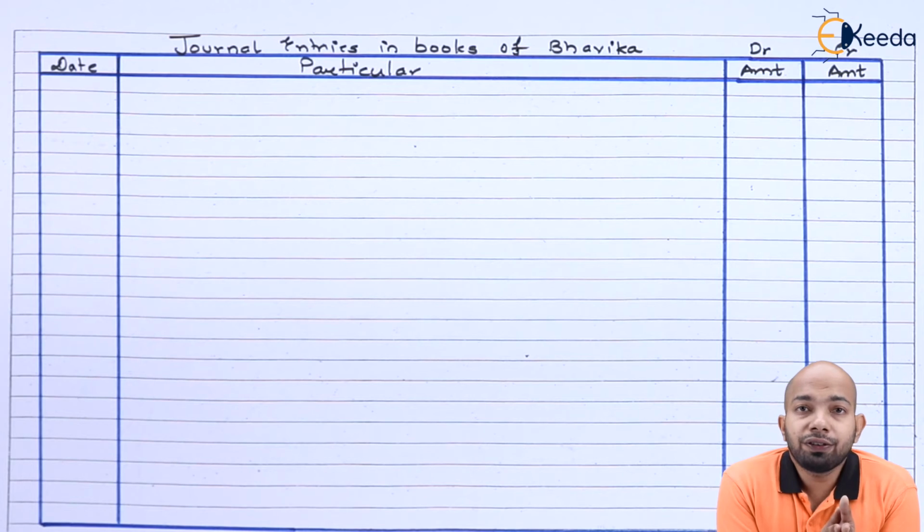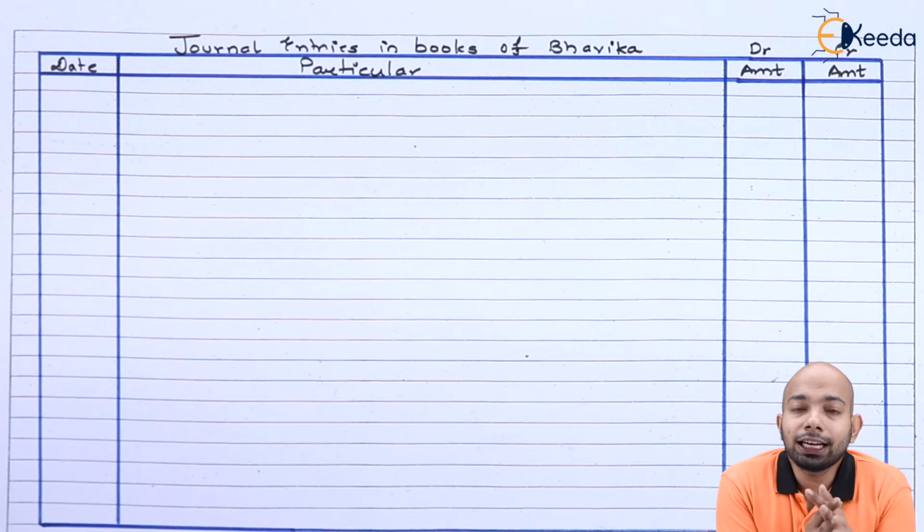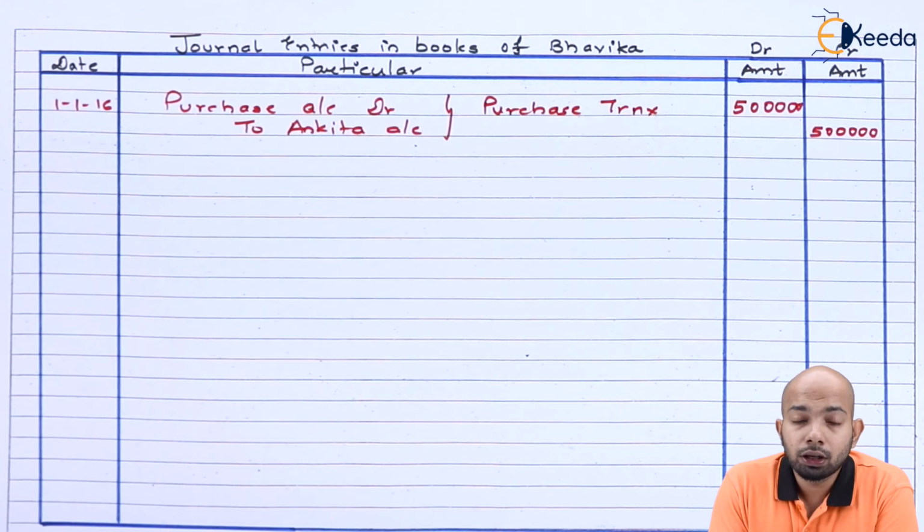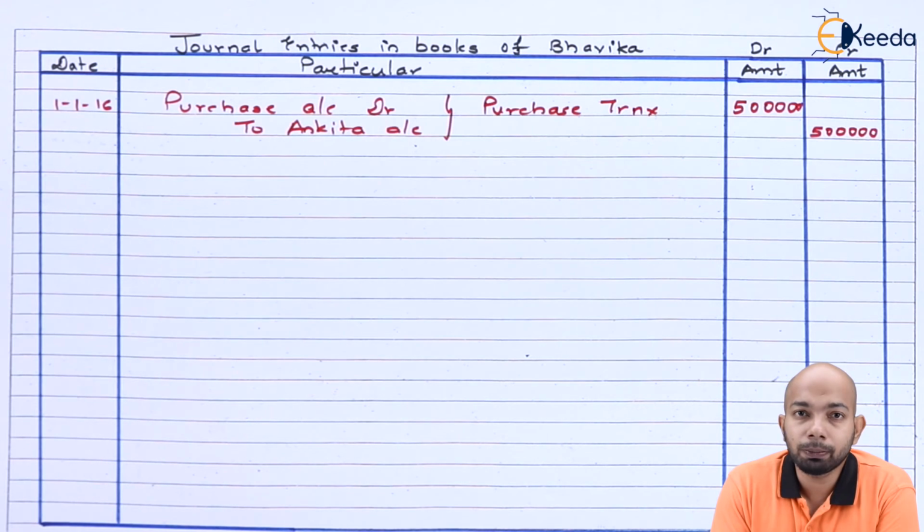We prepare the format for the drawee account as well. Let's start with the journal entries and explain it to you one by one. The first transaction mentioned here is purchase account debit to Ankita account for 5 lakh rupees. That's a purchase transaction. Now you have to think as if you are a purchaser. So that's how the entry will be posted here.